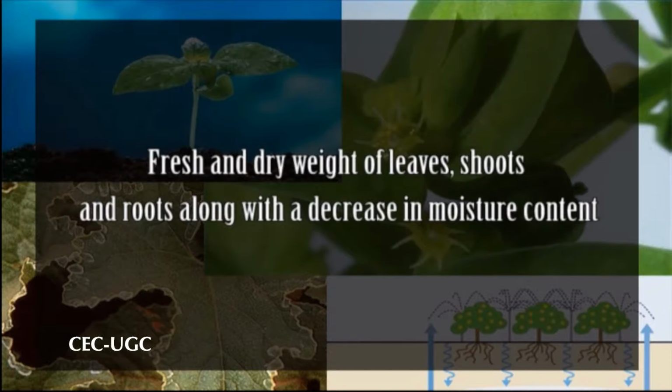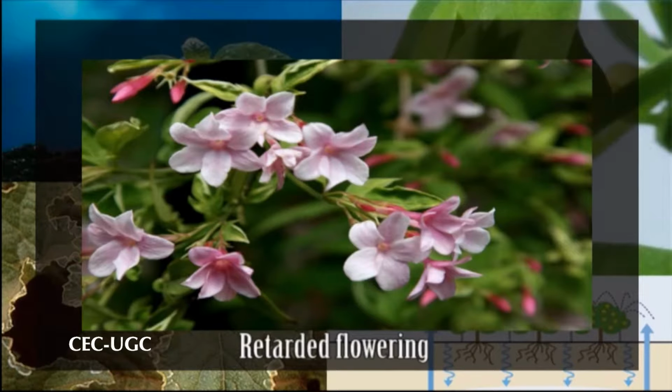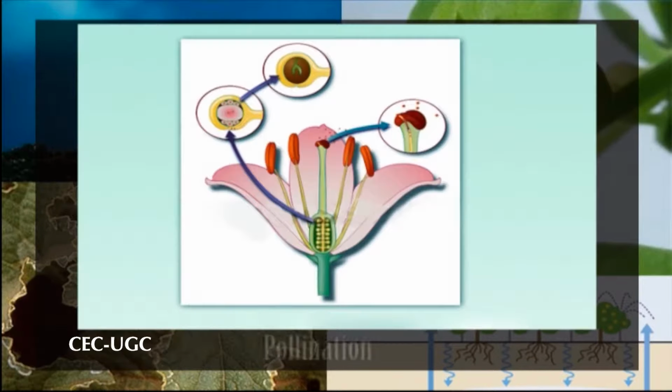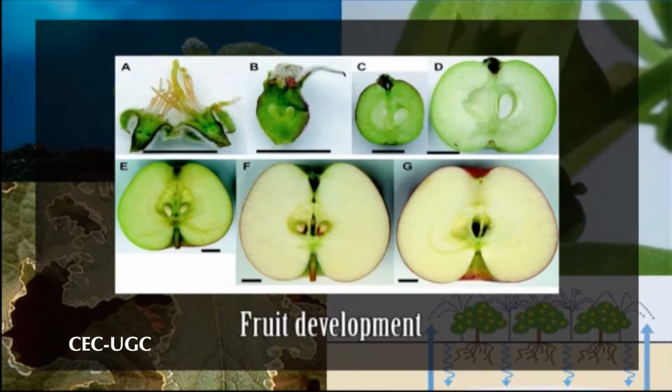A high NaCl concentration causes a reduction in growth parameters such as fresh and dry weight of leaves, shoot and root, along with a decrease in moisture content. But the decrease in growth characteristics varies from species to species. Several aspects of reproductive growth, including flowering, pollination, fruit development, yield, and quality, are also influenced by salinity.